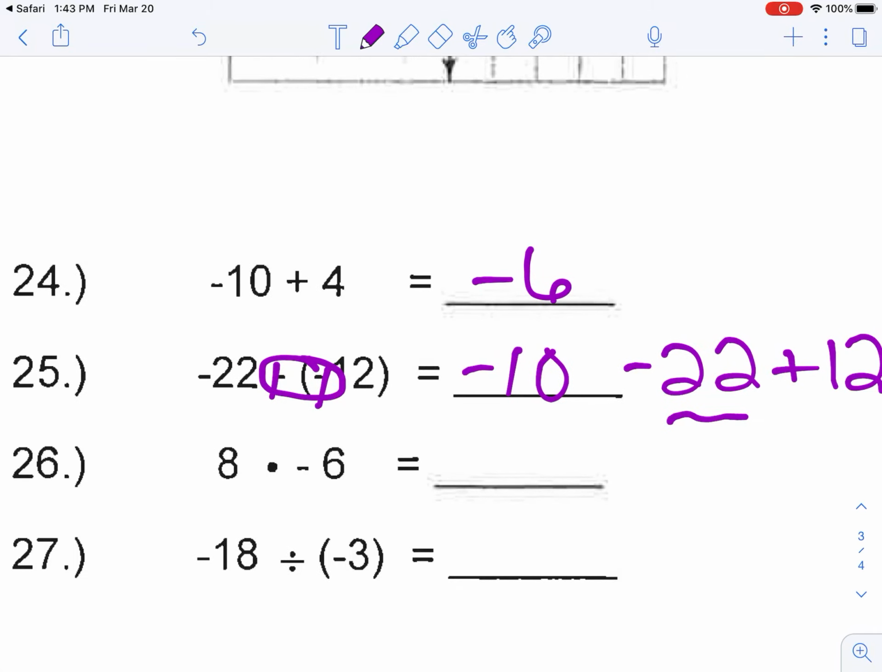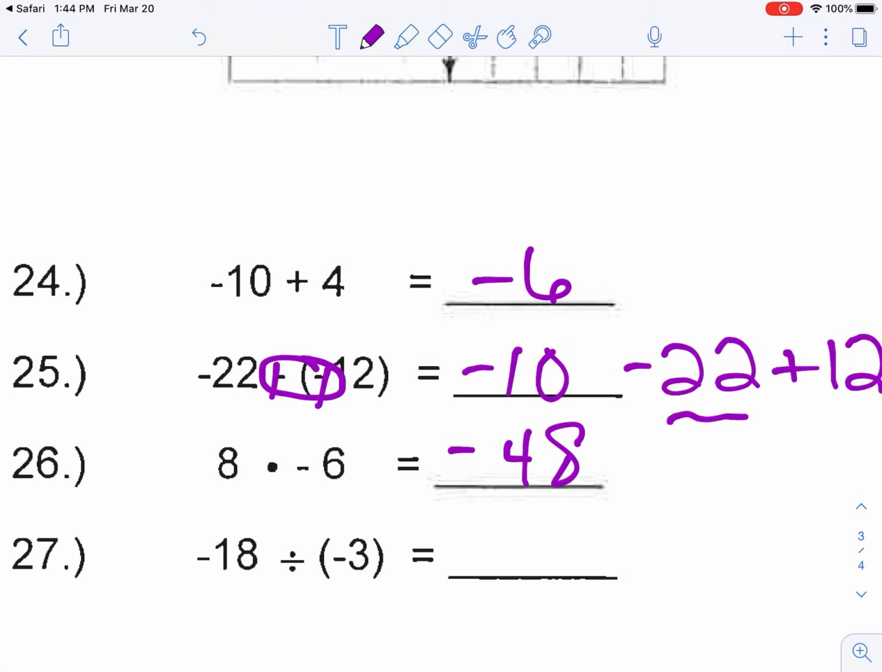The last two, 26 and 27, now we're turning to multiplication and division. So I would flip tomorrow in your notes to the multiplying and dividing integers. So remember, the only way to get a negative answer is to have one of each sign, one positive and one negative, just like we do on number 26. The 8 is positive, the 6 is negative. So if I have one of each, I automatically am going to have a negative answer. And when we multiply 6 and 8, we get 48. So I have a negative 48.